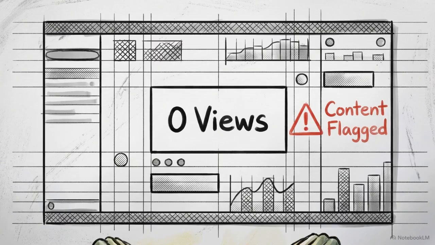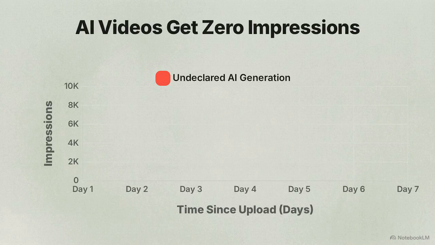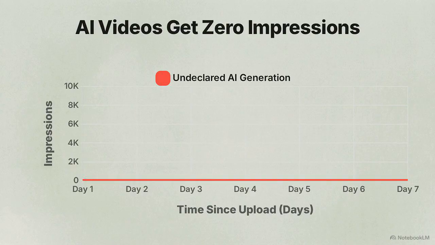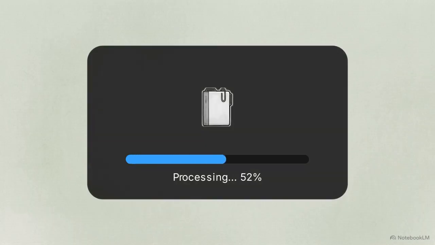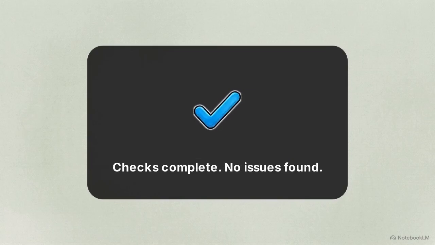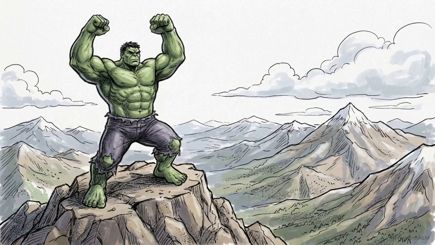It ensures you aren't flagged for non-compliance, which is often the silent reason why many AI-generated videos fail to get their first impressions. For the final step, set a 5 to 10 minute schedule delay before the video goes public. This gives YouTube's backend enough time to process standard quality checks. Once that timer hits 0, you have done it. You have successfully built and uploaded a fully optimized, consistent AI animation.